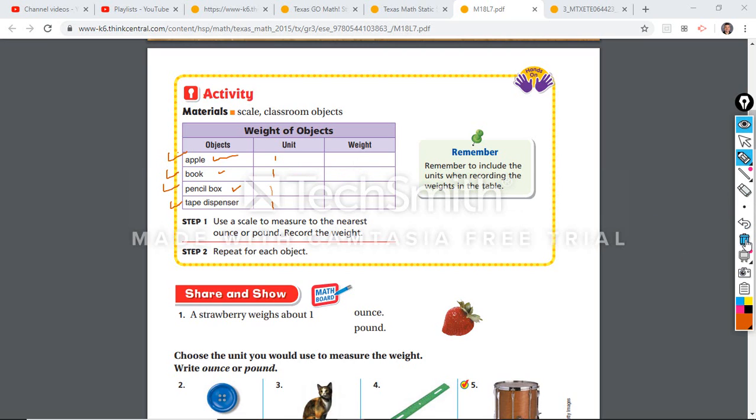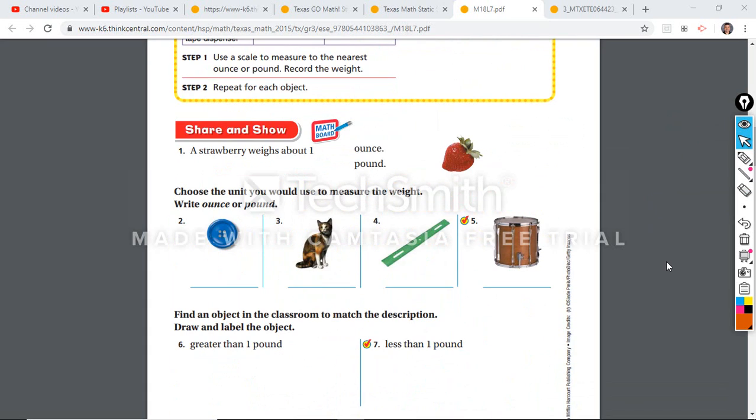Okay. If you don't have a scale, that's okay. If you do the rest of the activities together with it, you're going to get an idea of what an object pretty much weighs, and we'll try to determine what unit of weight to use to weigh things.